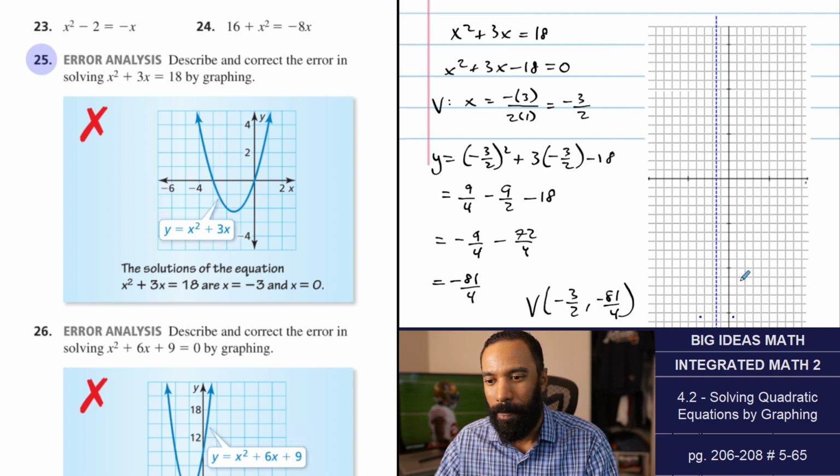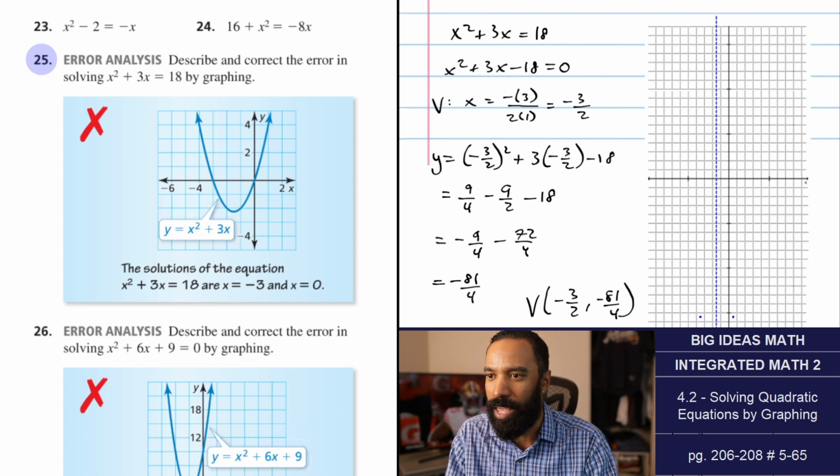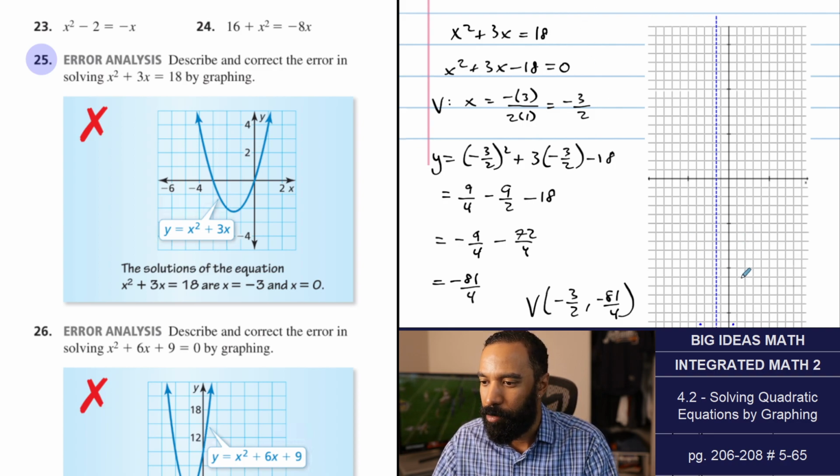Wait. So 16.25, negative 11.25. Is that really? Oh, I'm sorry. Maybe that is the right height, because 16, this is negative 15.25. There we go. That makes more sense. Okay. Negative 11.25 would then be right here.